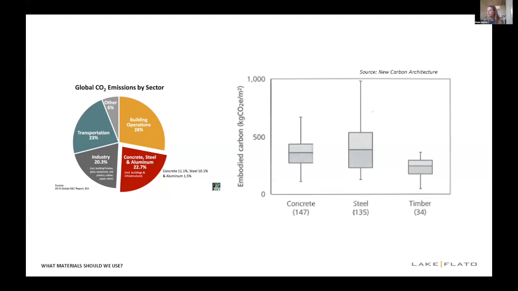You can see in this right diagram that concrete and steel have quite a large margin of error, but it tends to be significantly higher than, say, timber. But that also goes to show that concrete and steel can be used efficiently and have a lower embodied carbon impact if you're really careful about what you're specifying and including.